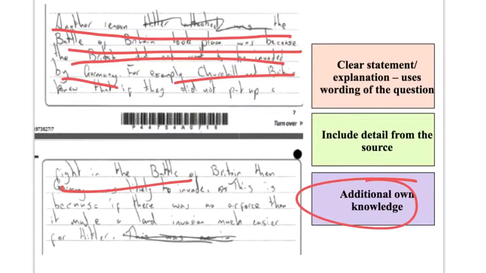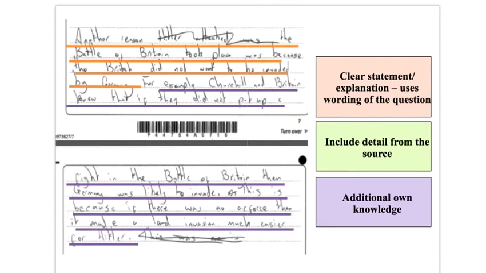This is because if there was no air force, made a land invasion much easier for Hitler. It's not a particularly well developed point, but it is an extra point, an extra statement, and a reason why the Battle of Britain happened. So as I said, this candidate got 10 out of 10. Okay, adding additional knowledge throughout, focus on the question throughout, and detail on the source throughout.